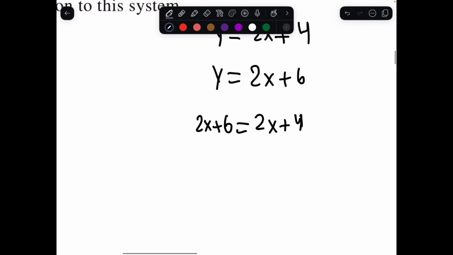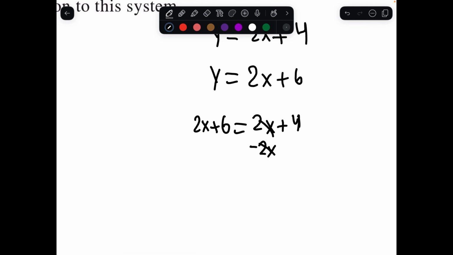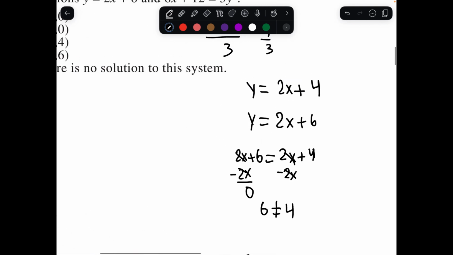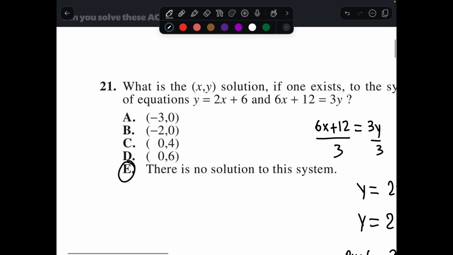If we solve for x, we notice that if we subtract 2x, the x's cancel out, and we get 6 equals 4, which is not a true statement. So there is no solution to the system, as the x's cancel out.